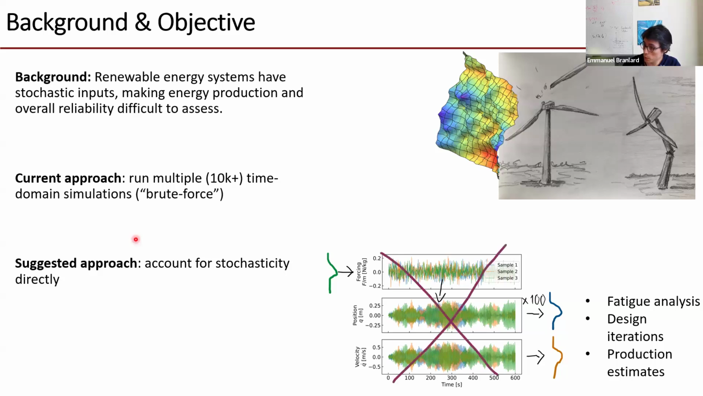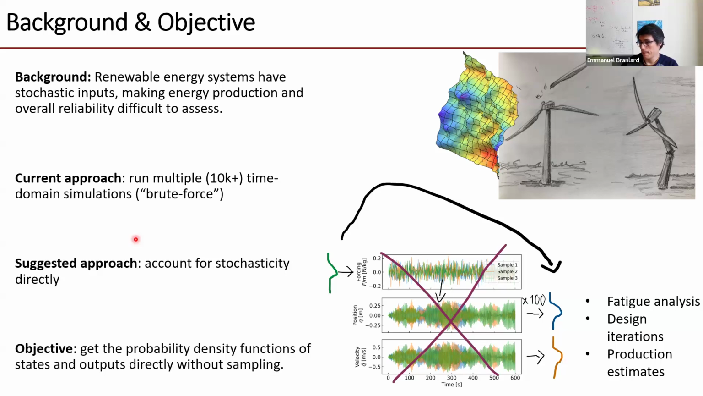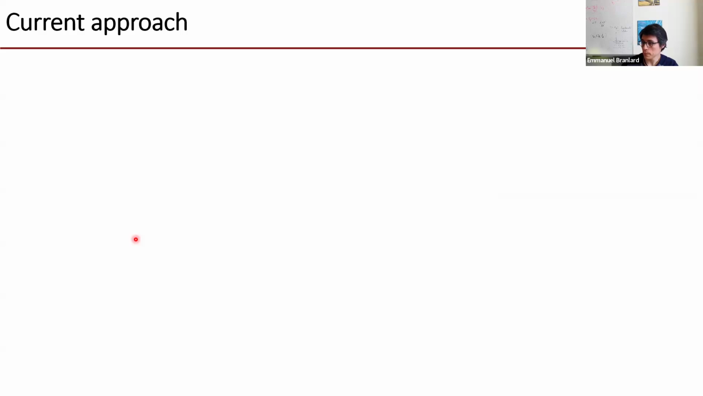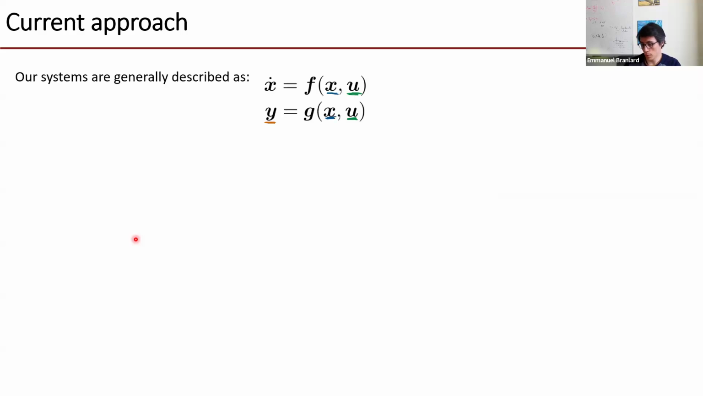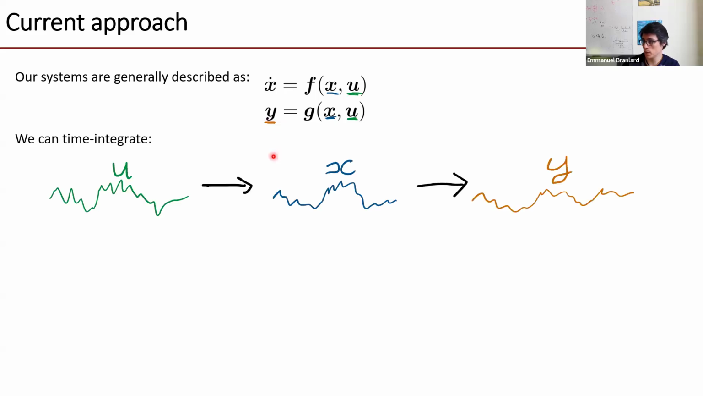But so the approach is trying to basically not do brute force and go around this loop, and go from probability density function to probability density function directly without doing sampling. So again, in the big system dynamics world, this is typically how our models are represented. Similar equations to those in my previous talk, with a general state and output equation. My color scheme is the same. Blue are my states, green is the input and orange is the output of my system.